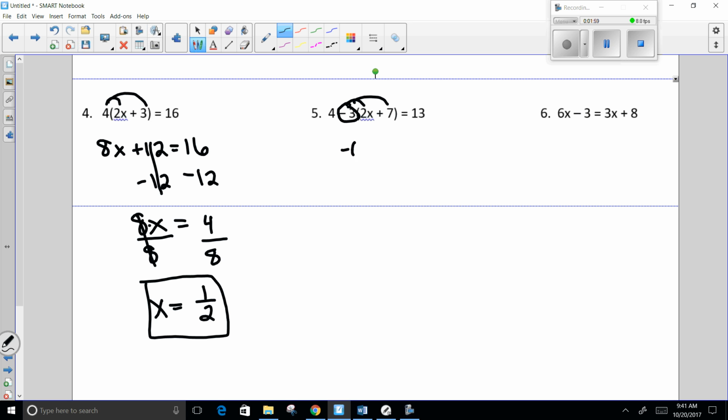So I'm going to get negative 6x minus 21 equals 13. But what do I do with this 4 here? Well, I haven't done anything with it, so it just follows down with the problem.